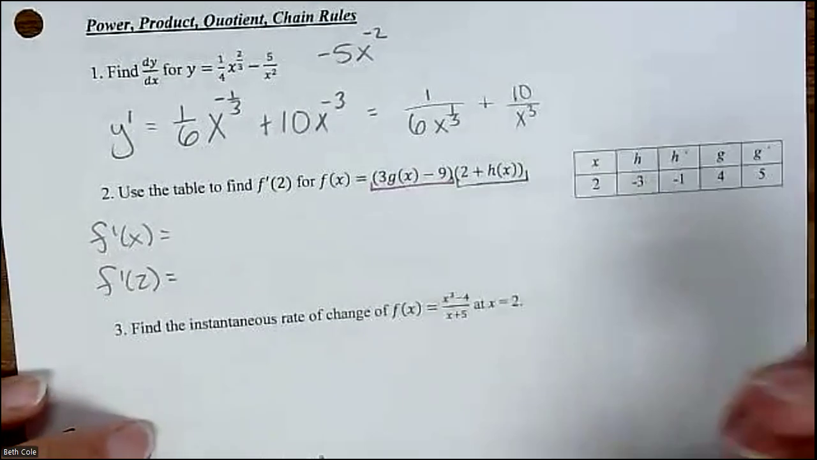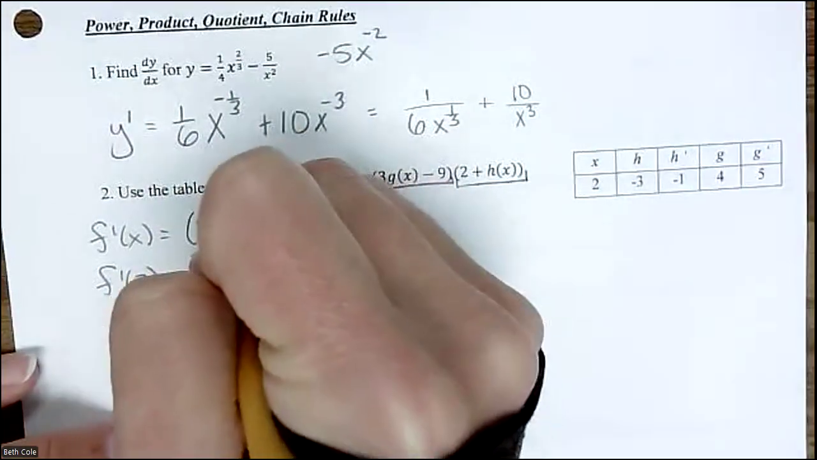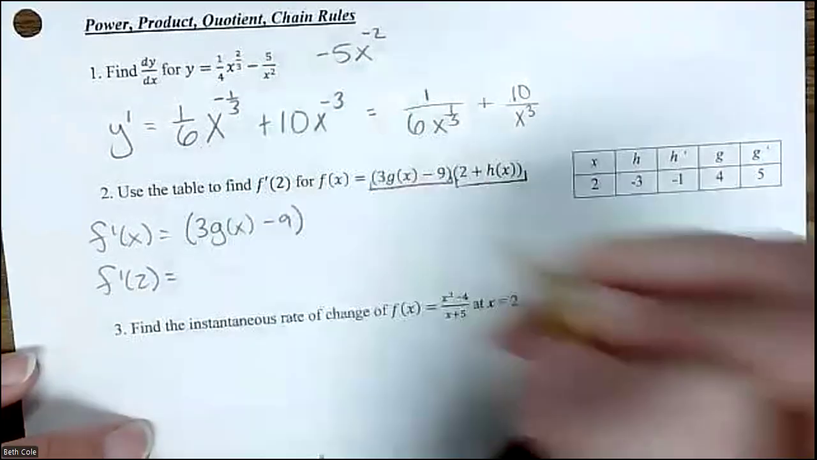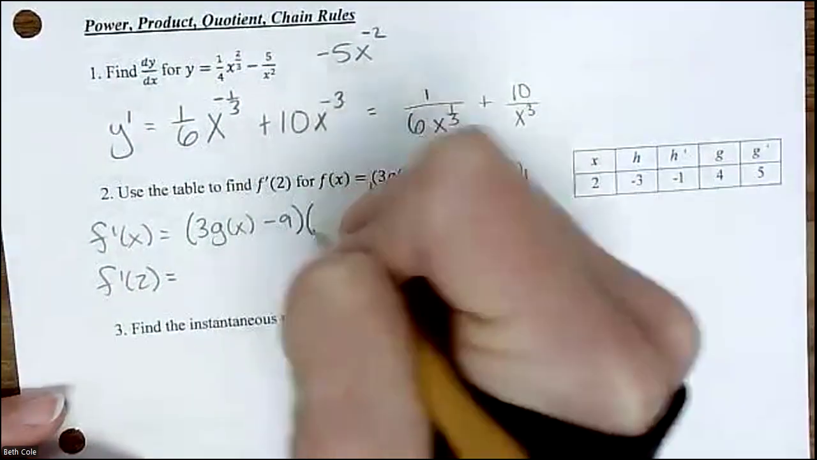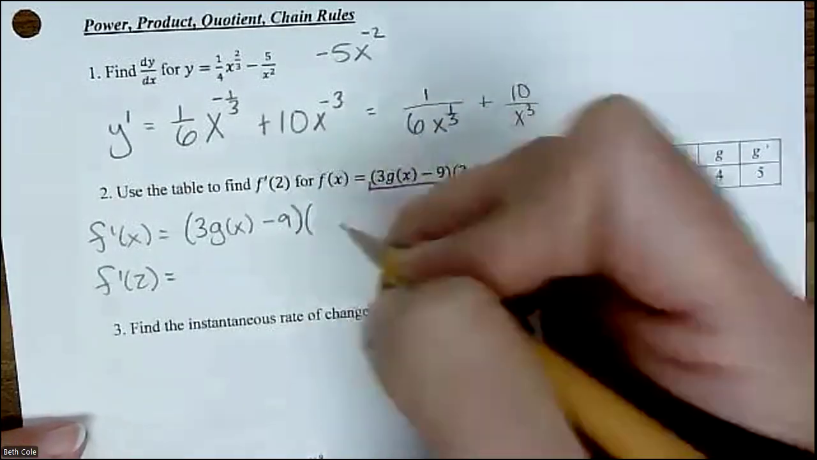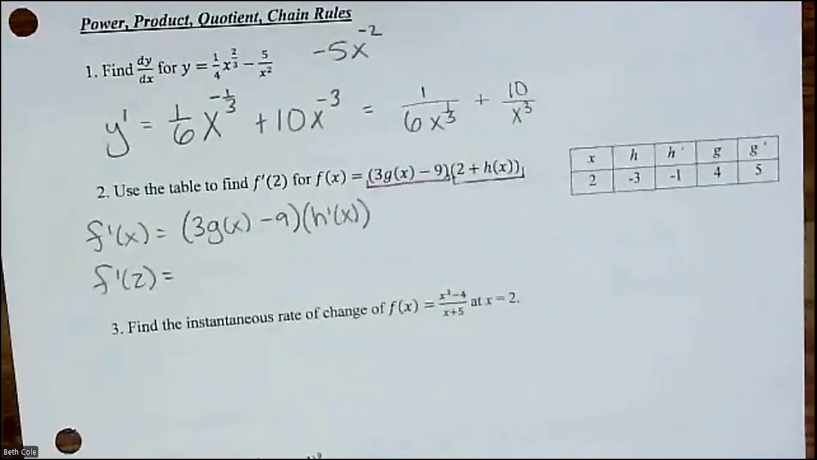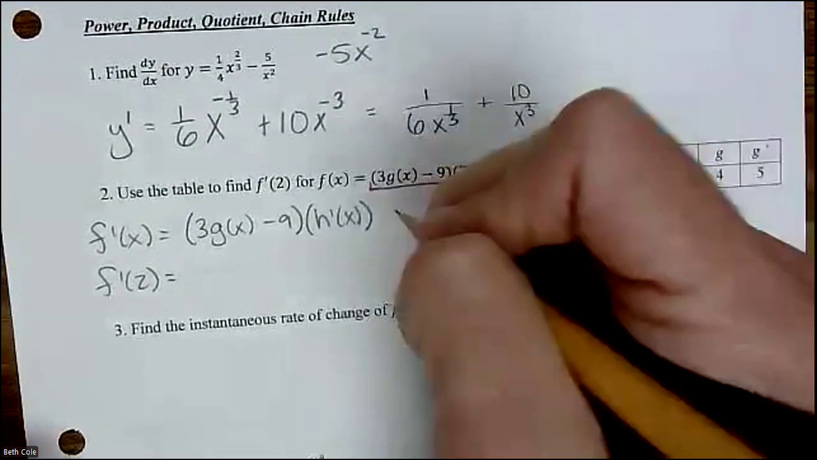All right. So how does product rule start? Yeah, the first thing. So it's 3g of x minus 9. So just the first thing, times derivative of the second. 2 is a constant, so that's gone. Derivative of h is h prime. Please don't overthink that. You don't have a function h, you just write it as h prime.